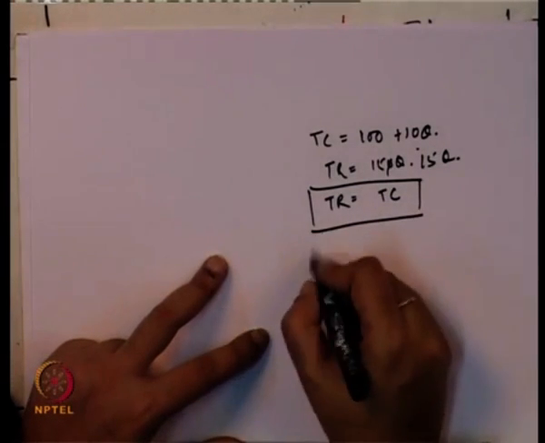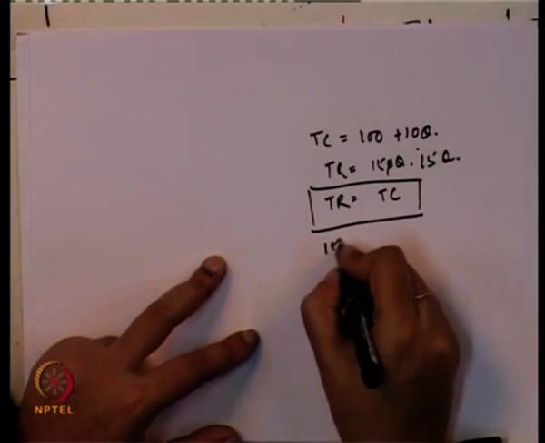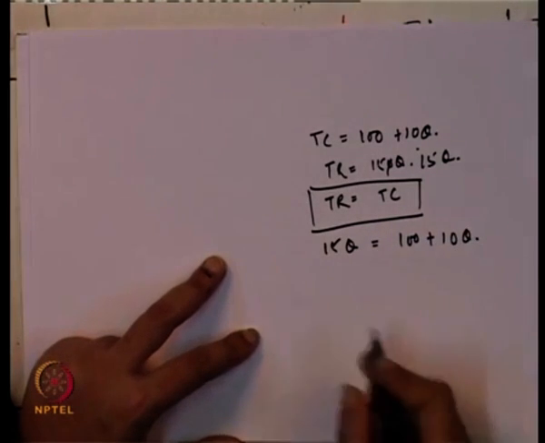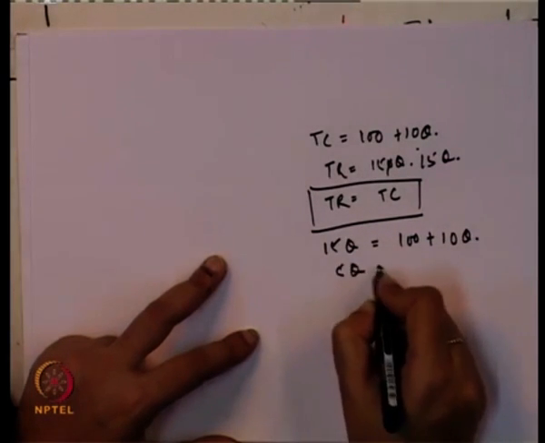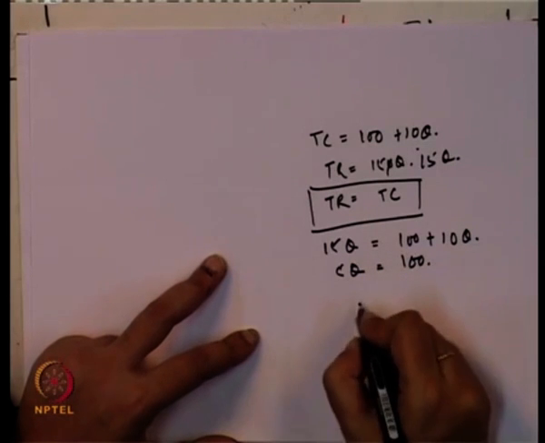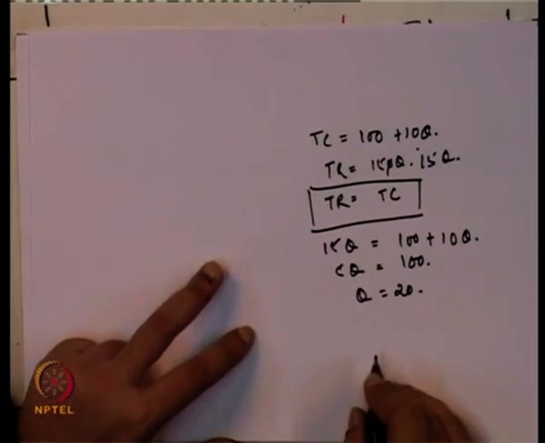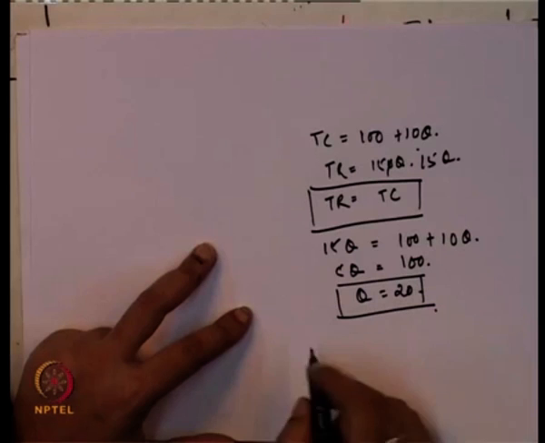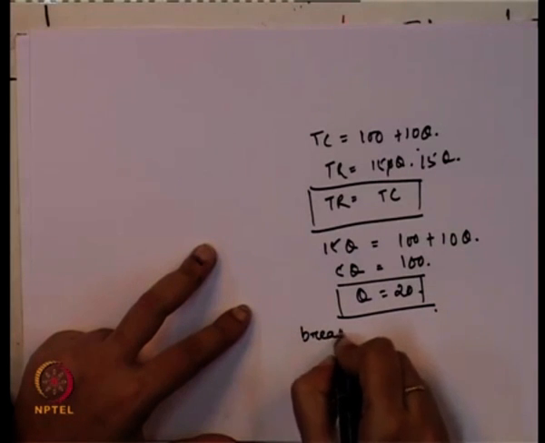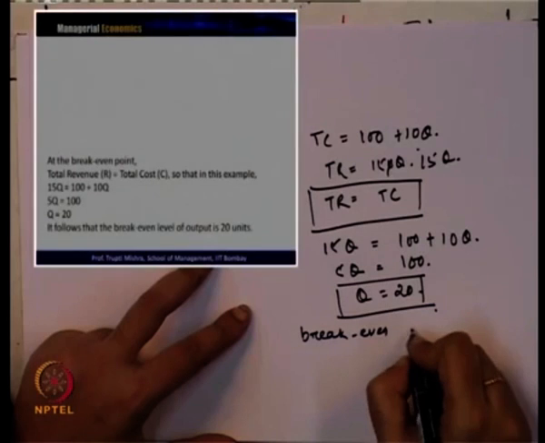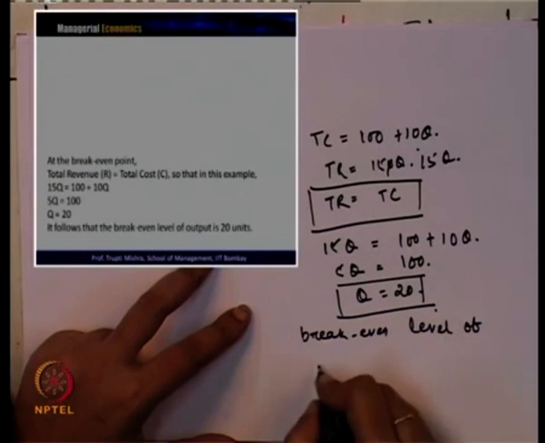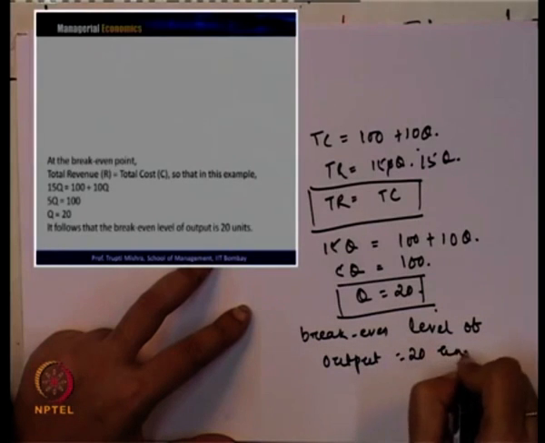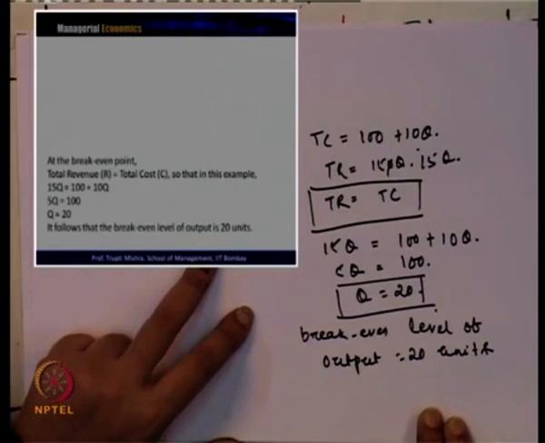So, in this example, total revenue is 15 Q, which is equal to 100 plus 10 Q, and if you simplify this, 5 Q is equal to 100, Q is equal to 20. So, this Q is equal to 20, what is the implication for this? It follows that the break even level of output is equal to 20 units.